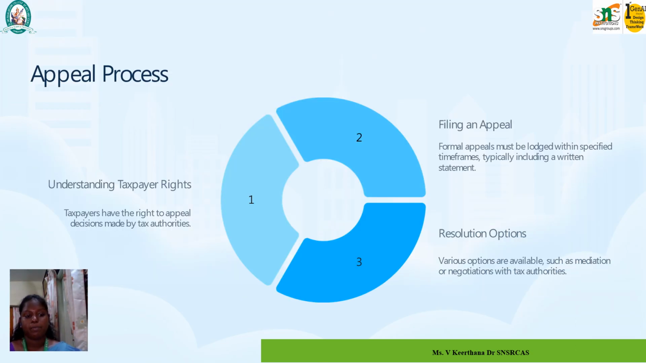And next is the appeal process. First is understanding taxpayers' rights, next is filing an appeal, and then resolution options. Taxpayers have the right to appeal decisions made by the tax authorities. Formal appeals must be lodged within a specified time frame, typically including a written statement. For resolution options, there are many, such as mediation or negotiation with the tax authorities. They can choose according to their convenience.